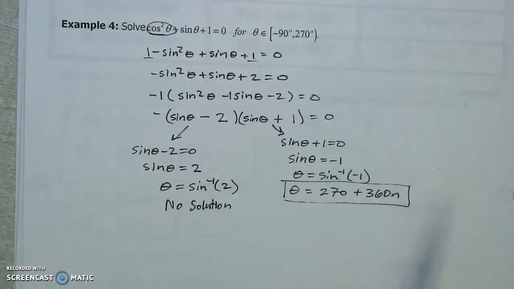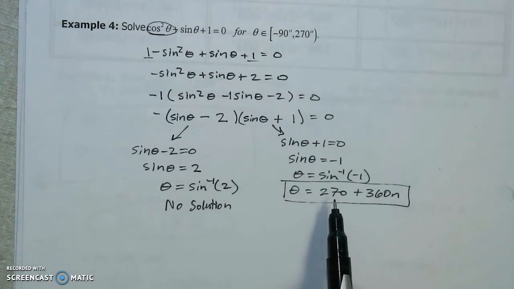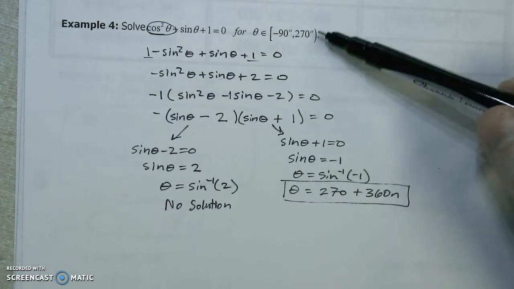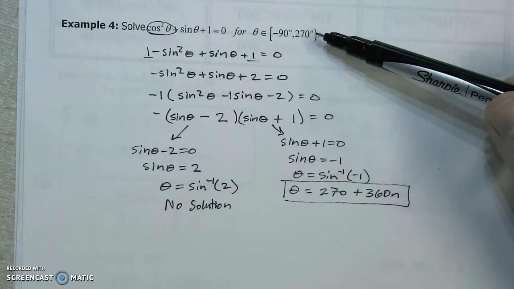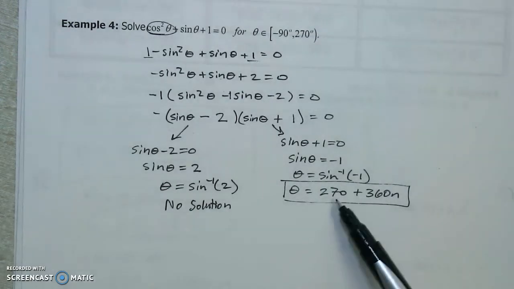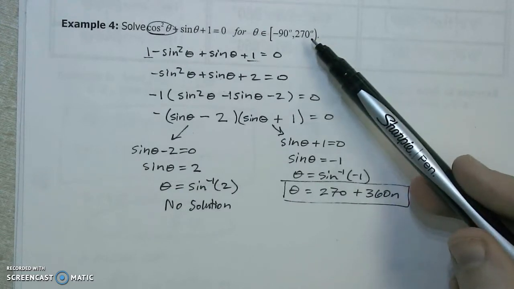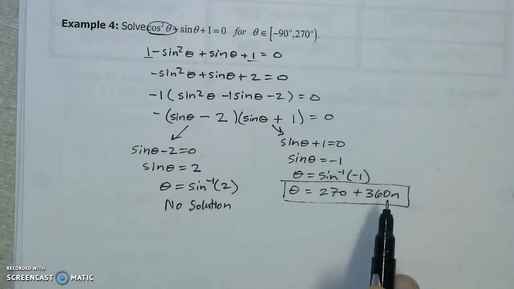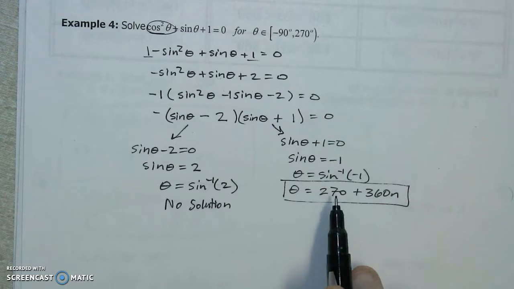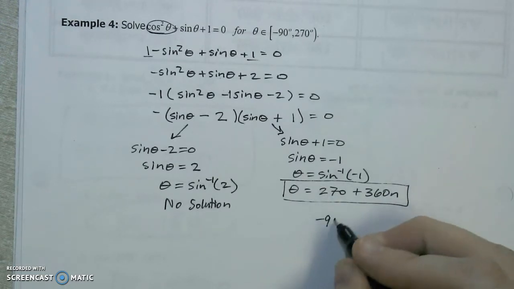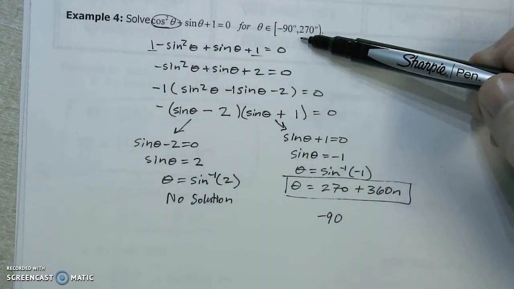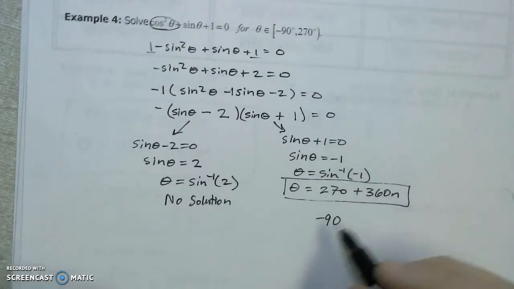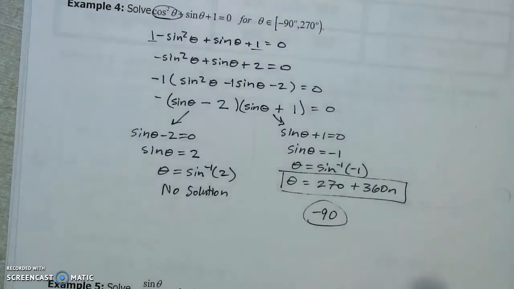So the first answer I see is 270, but there are parentheses on it. So that means 270 should not be included in my list. If I add 360, it'll be way bigger than 270, so that won't help. If I subtract 360 from 270, that would give me negative 90. And negative 90 is included in this interval that they give you because of the bracket. So negative 90 is the only answer that we get for example 4.